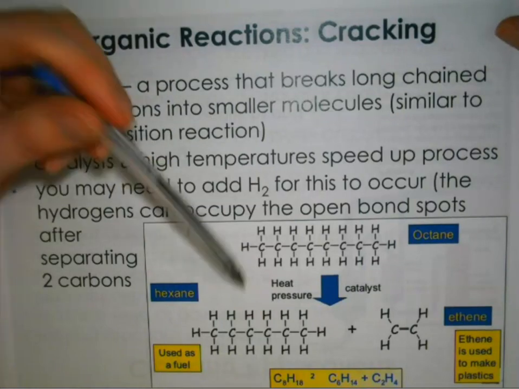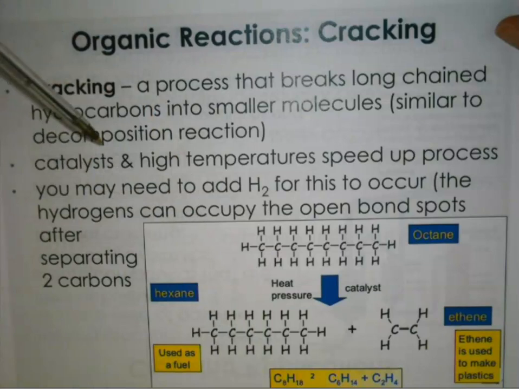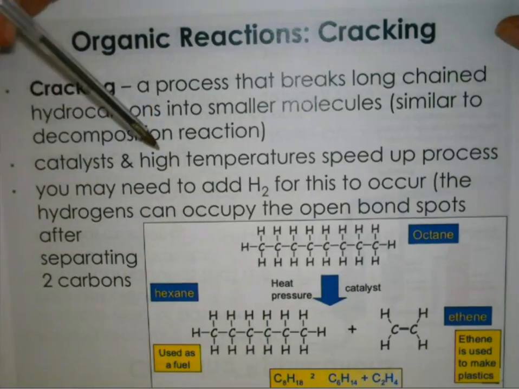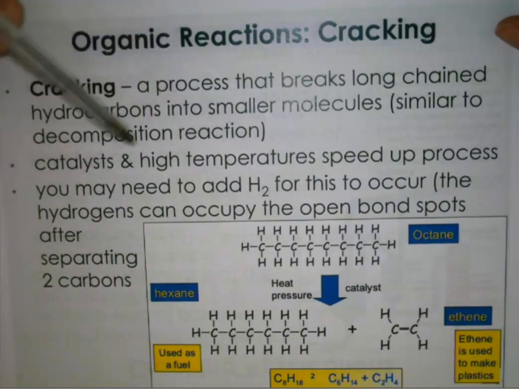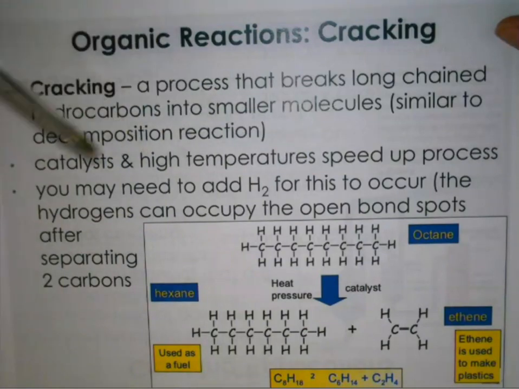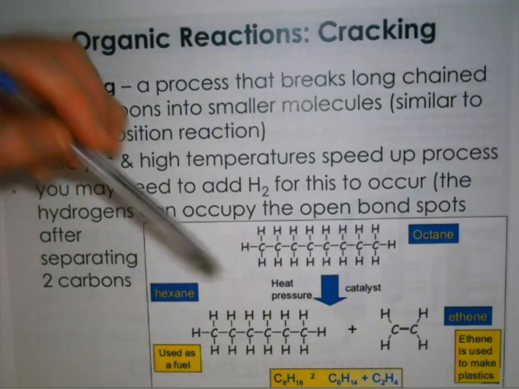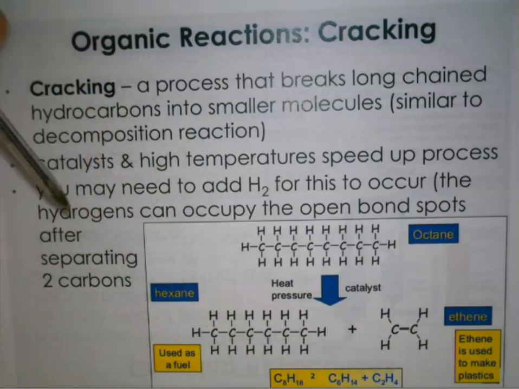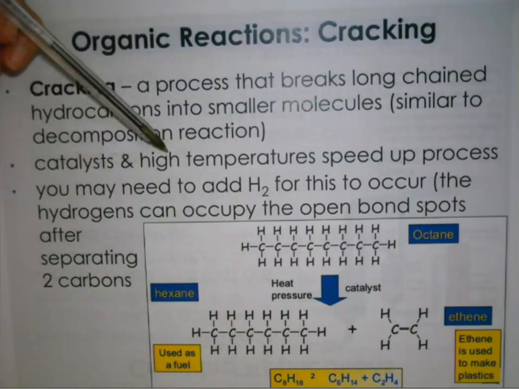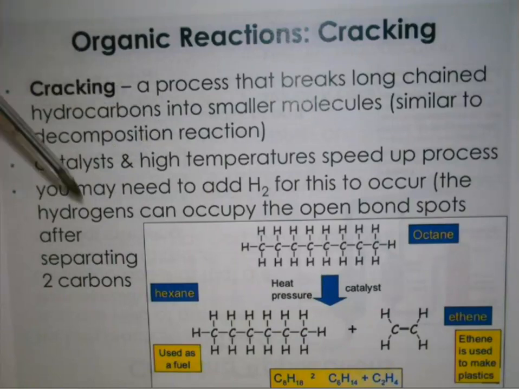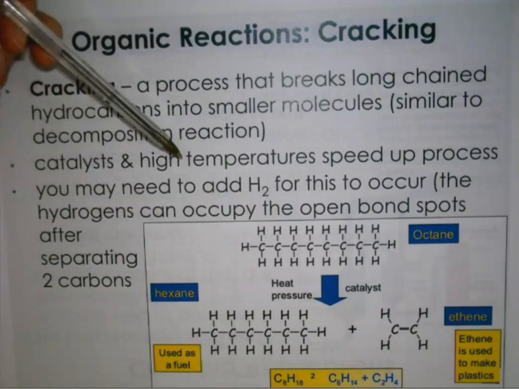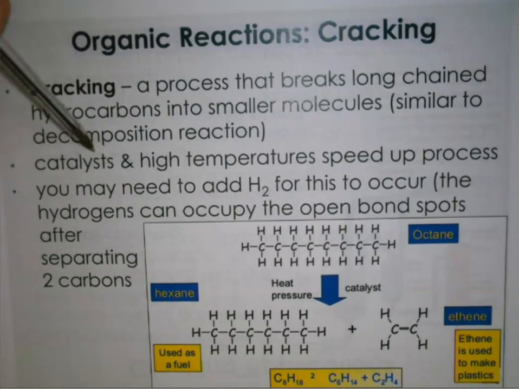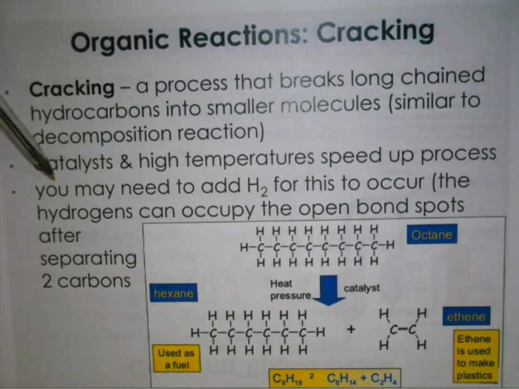In order to speed up this process of breaking these molecules into smaller molecules, catalysts and high temperatures are used. We see high temperatures used a lot to speed up reactions, and remember, the reason for that is kinetic molecular theory. As you heat things up, the molecules move around more and have more kinetic energy, which means they're bumping into each other more often and with more energy. That makes it more possible for them to overcome the bonds they currently have that need to be broken and reform new bonds. Also, catalysts are things that can speed up a reaction.